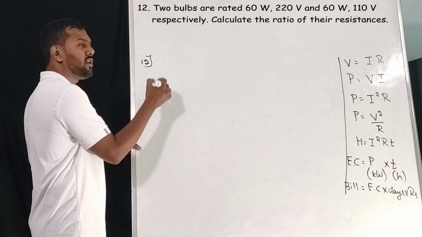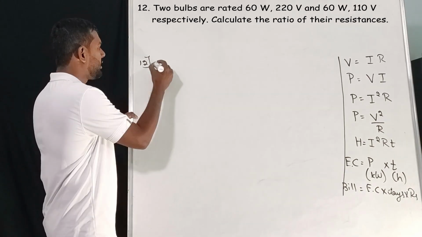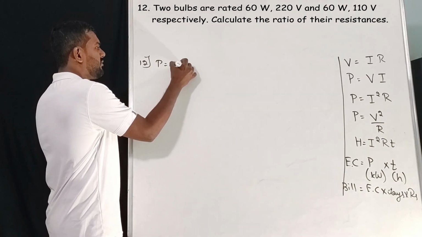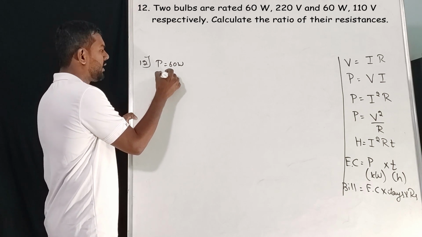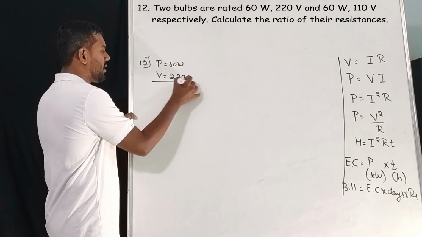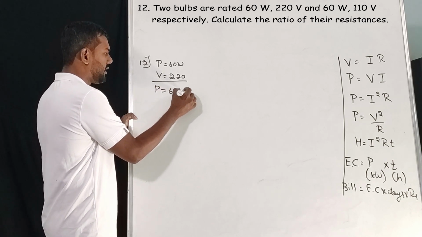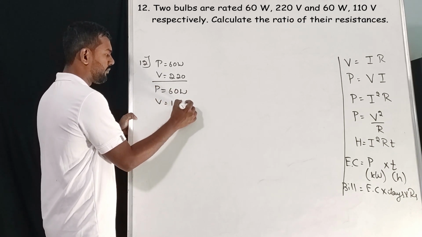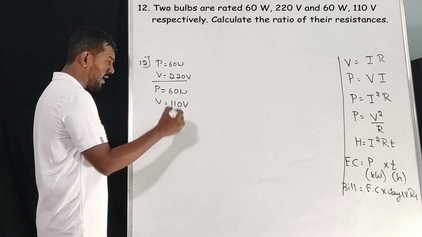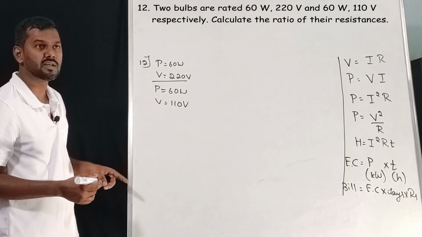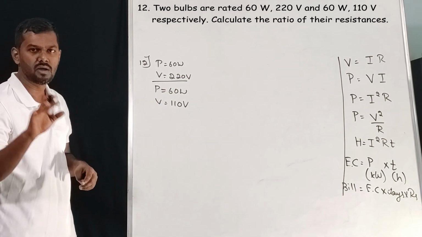Question number 12. So one is power 60 watt and voltage 220. Then the second one is power 60 watt and voltage will be 110. Now we have to find the resistance in both the cases and then we have to find the ratio.